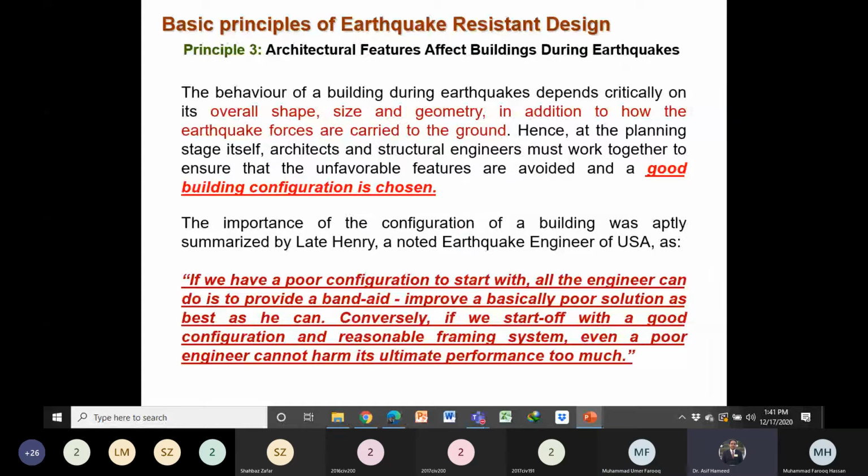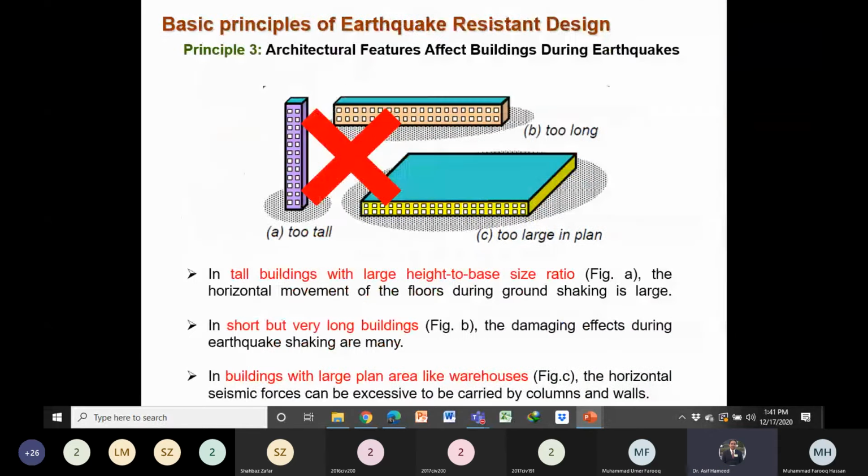You should select a good building configuration. What is a good building configuration? First, it should not be too tall, too long, or too large in plan.